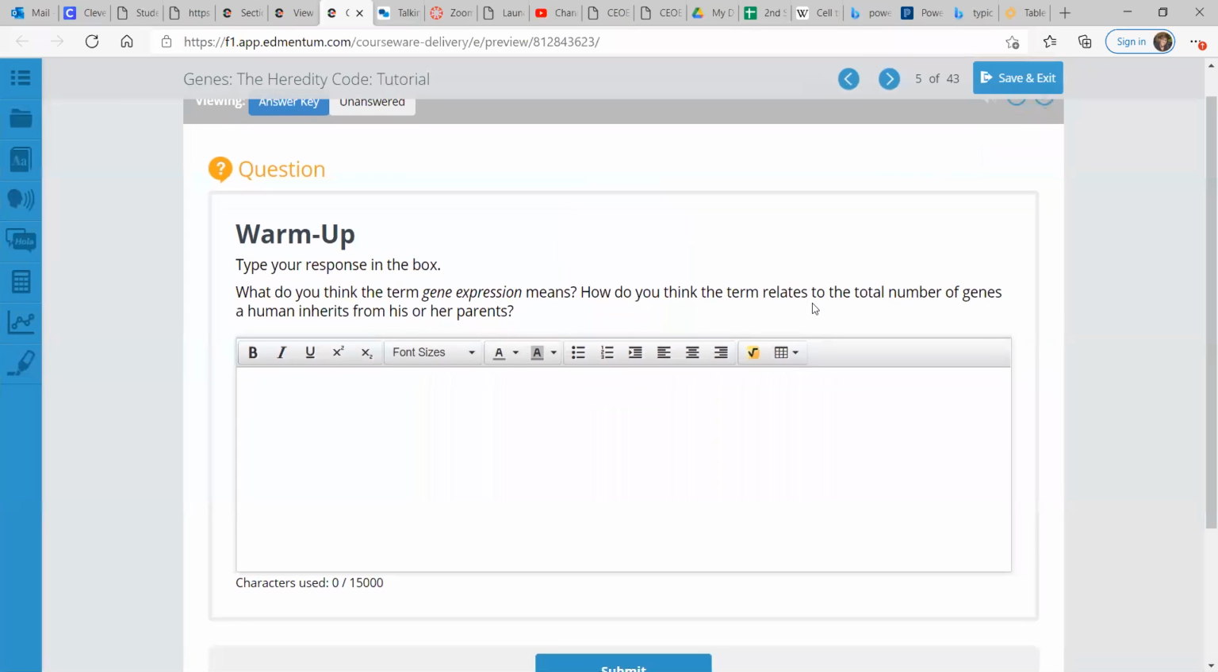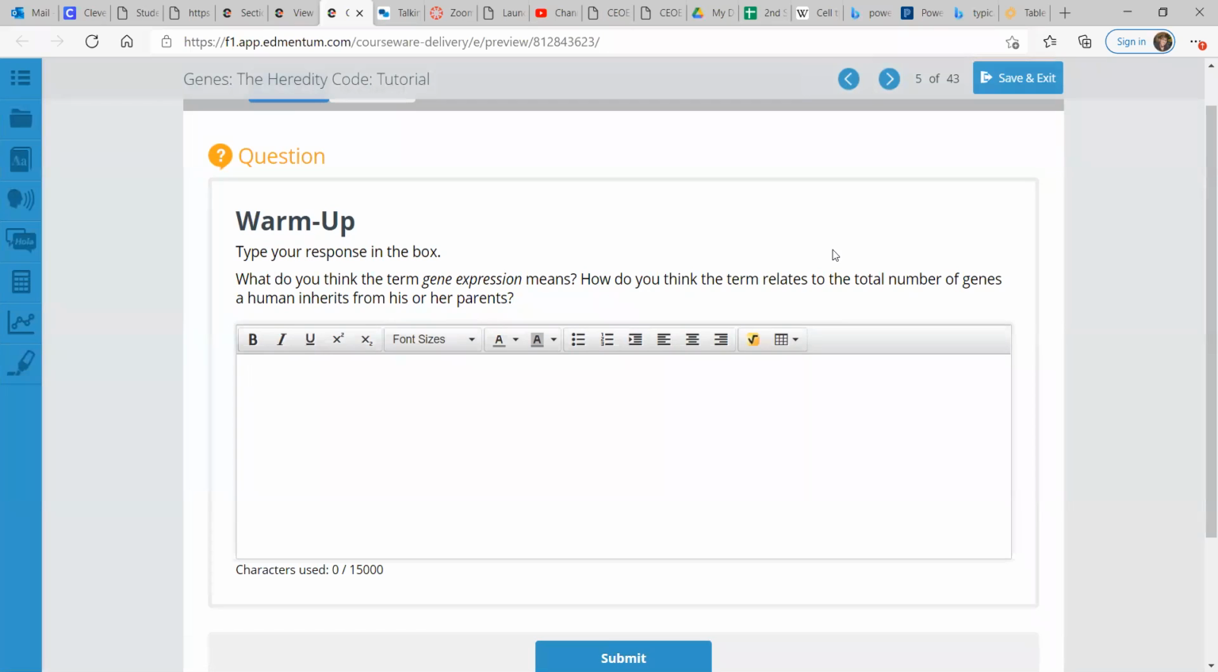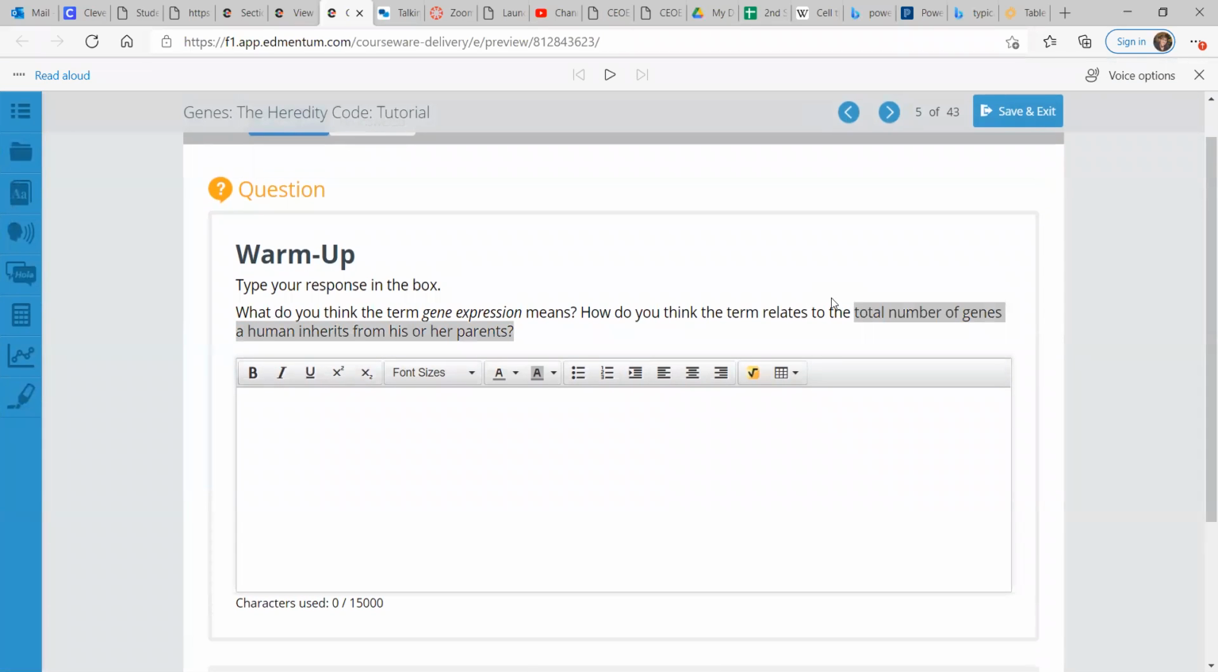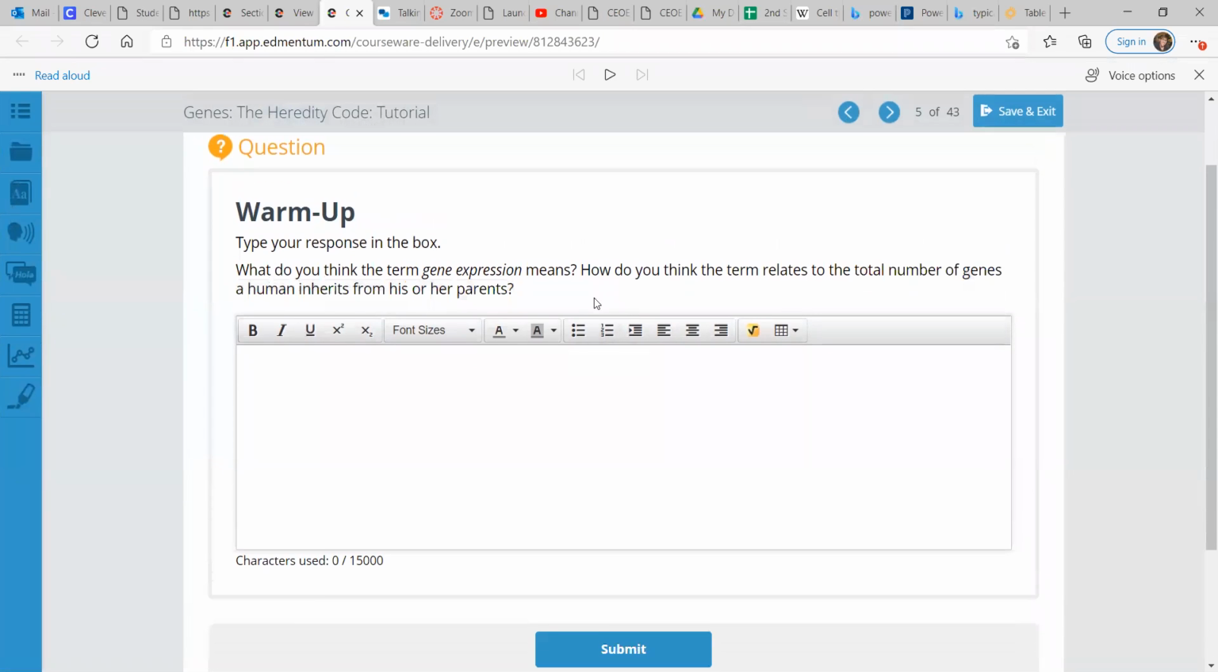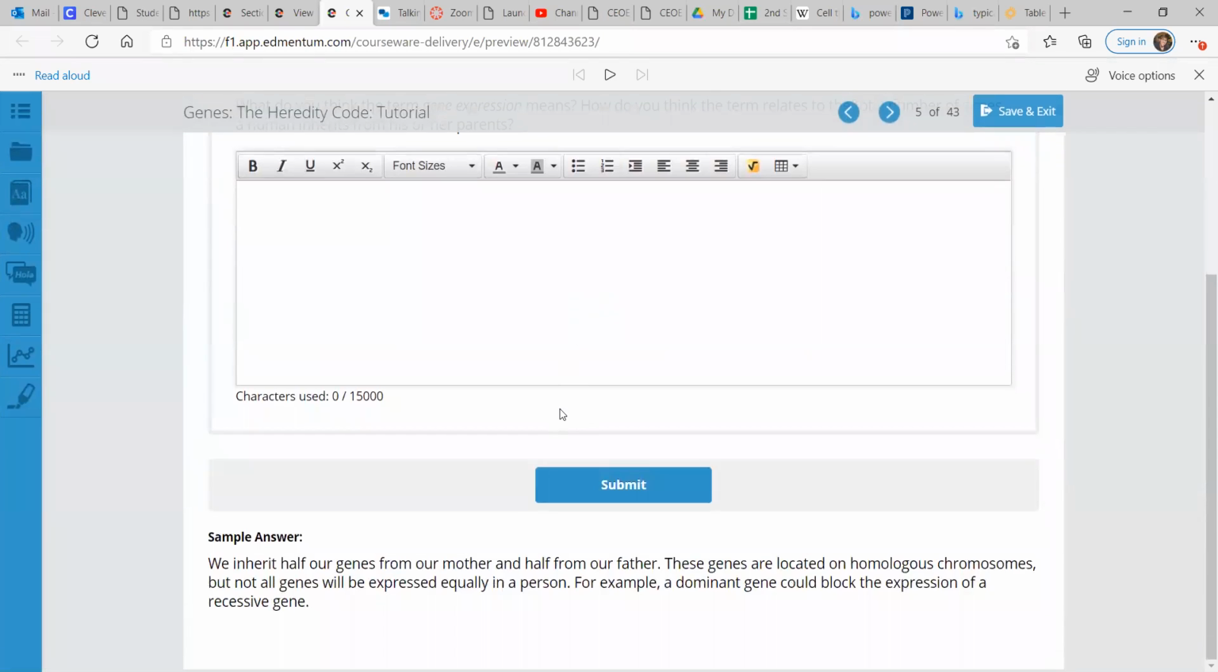For the warm-up, we're talking about the term gene expression. How do you think the term relates to the total number of genes a human inherits from his or her parents? And for the sample answer, we inherit half our genes from our mother and half from our father. These genes are located on homologous chromosomes, but not all genes will be expressed equally in a person. For example, a dominant gene could block the expression of a recessive gene.